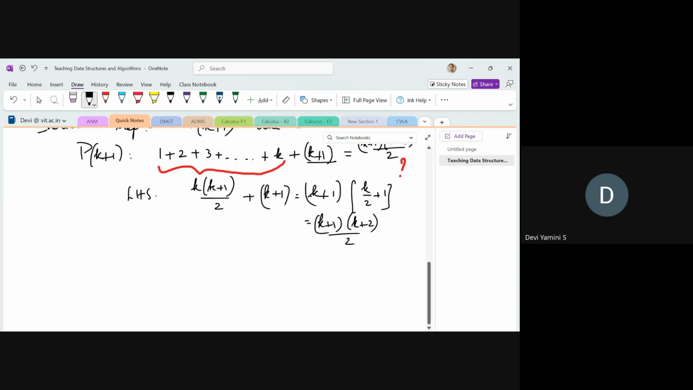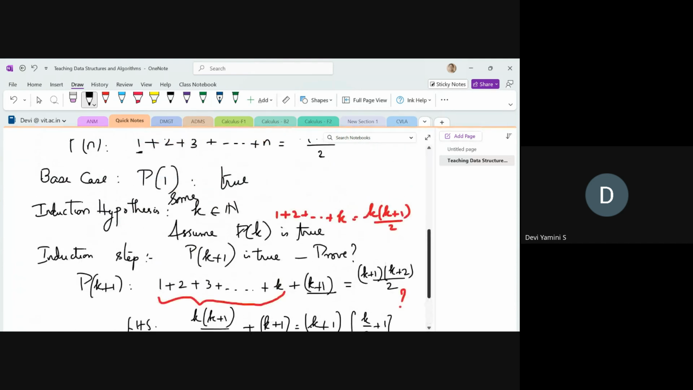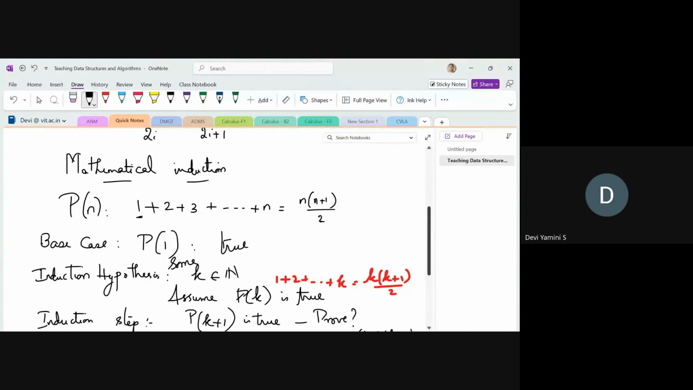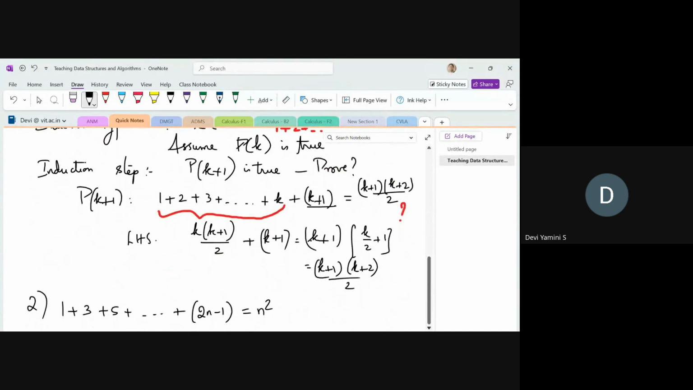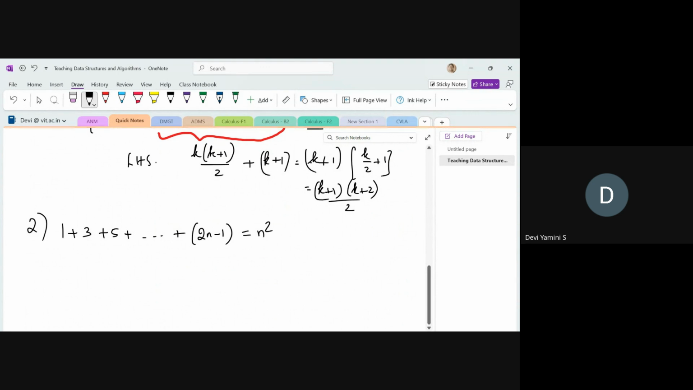So in the same way, you can consider one more example. You can try this later: 1 plus 3 plus 5 up to 2n minus 1 is nothing but n square, just to practice the mathematical induction. Using the same methodology, you can try this. So this talks about mathematical induction. And there is one more term called strong induction.